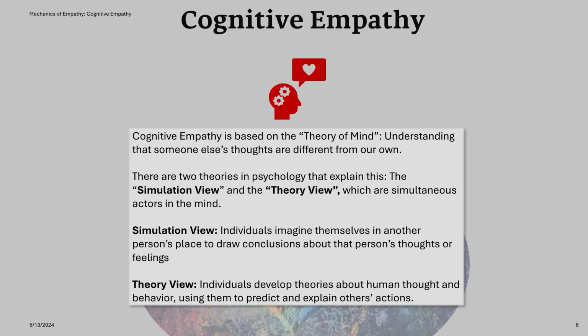The theory view states that individuals develop theories about human thought and behavior, then use those theories to predict and explain others' actions. The cognitive side of empathy bases itself on the observable behavior of other individuals instead of relying on emotional responses to distress.